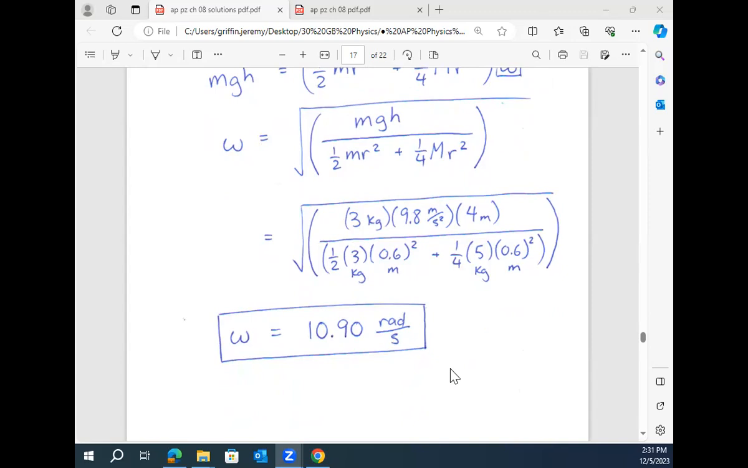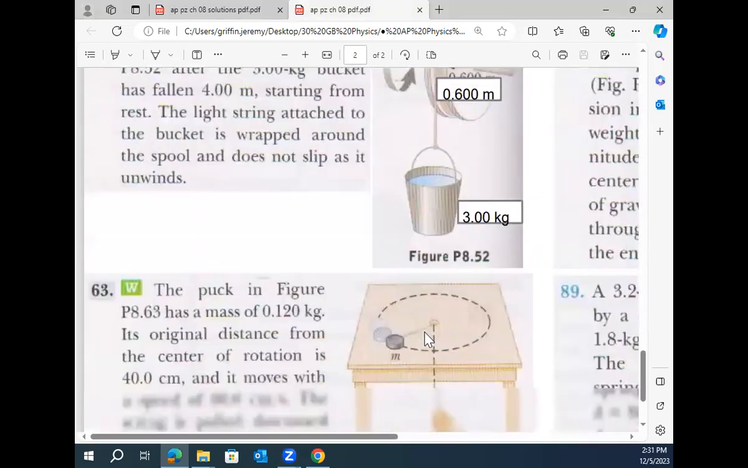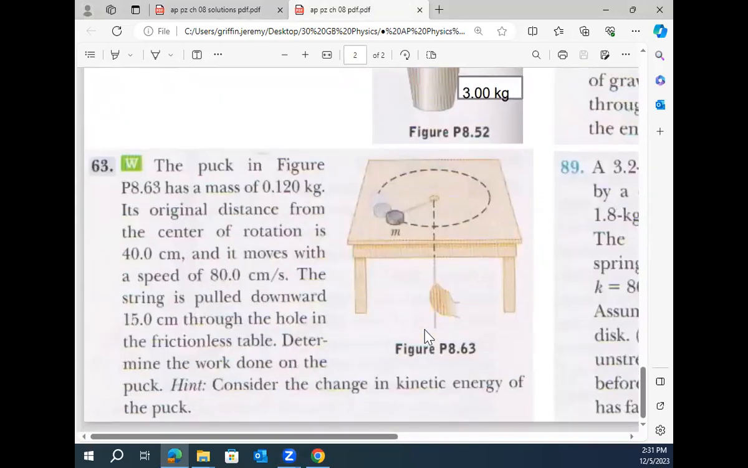See what's next. Okay, so the next one is this guy right here, number 63.